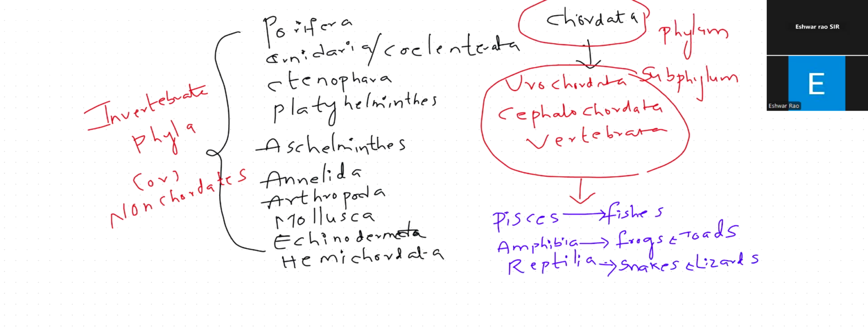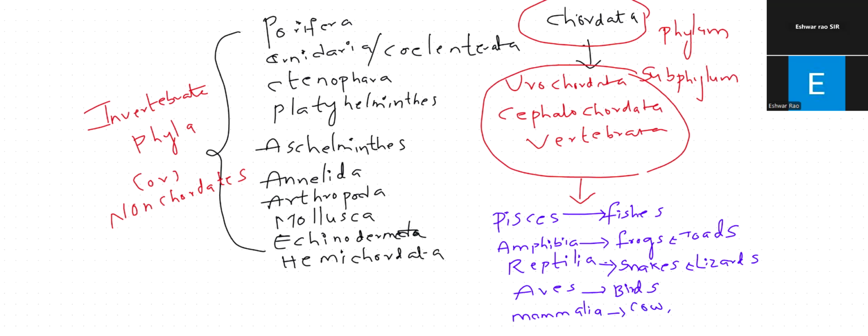Then Aves. Aves consists of birds. Various types of birds are there, like Struthio, Neophron, etc. Then class Mammalia, which includes cow, goat, sheep, all milk producing animals. Okay. So this is a basic thing which you need to remember.